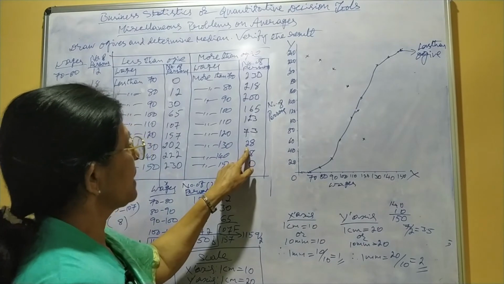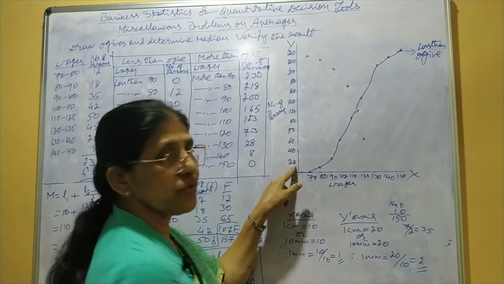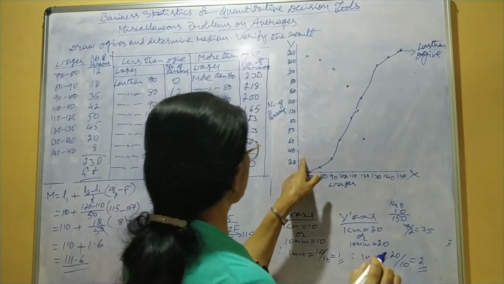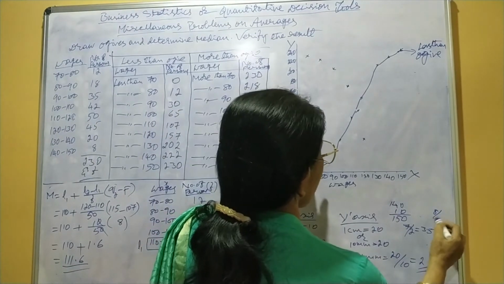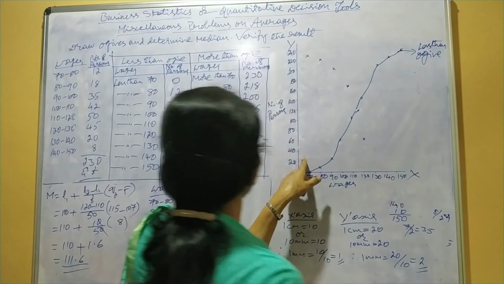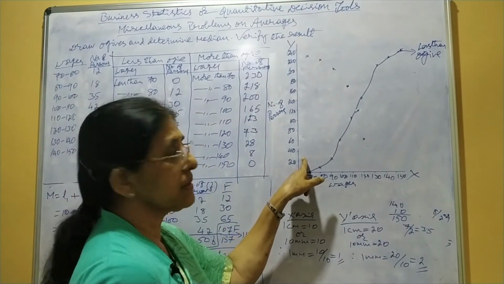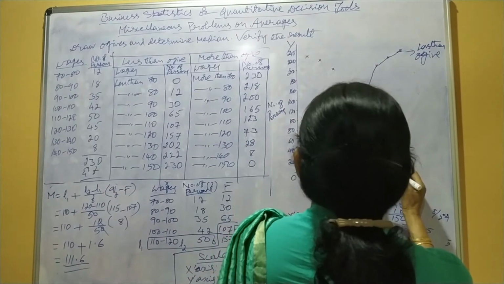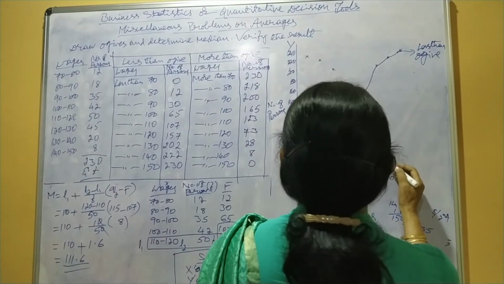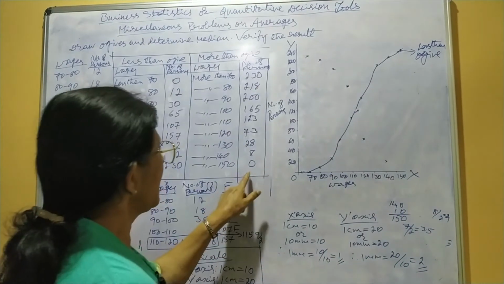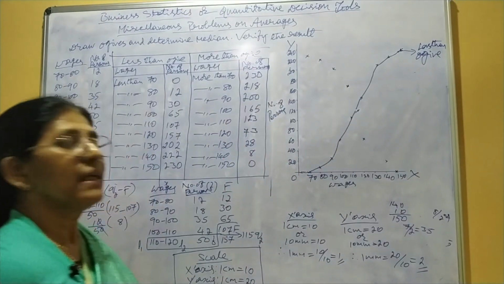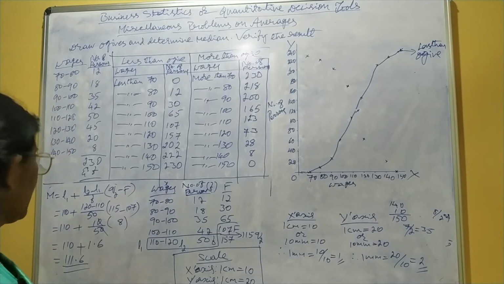Less than 130, 28. Here it is 20. Each millimeter counts 2. 8 means you have to take 8 divided by 2, 4. Means we have to take 4 millimeters above 20, corresponding to 140. Okay. Next, less than 150, 0, that lies on the x-axis itself.